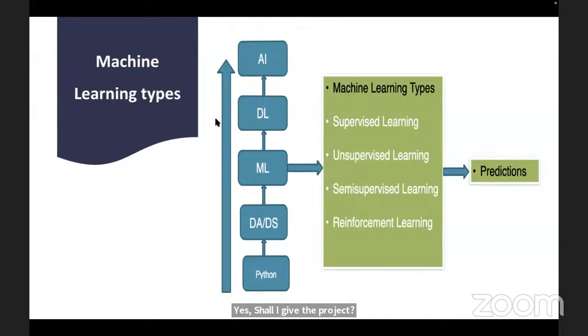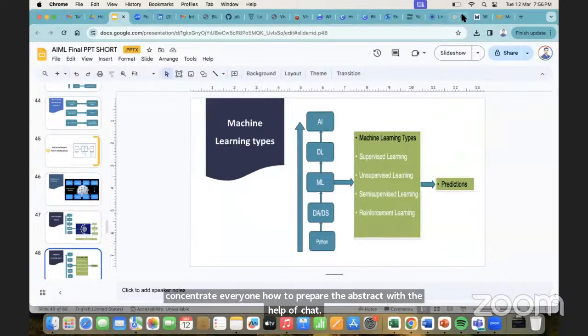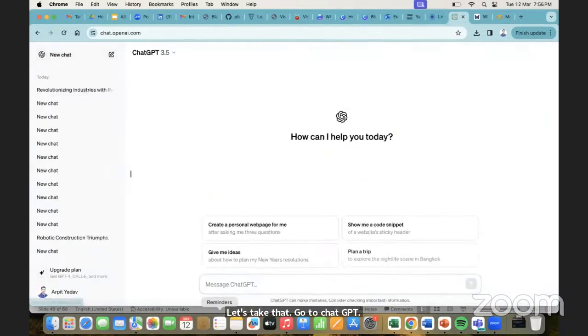So what I will do, guys, I will give the project in three different domains: in Python, in data analytics, and in machine learning. Then you can prepare the abstract with the help of ChatGPT also. For example, if you want to submit the abstract, please concentrate, everyone, on how to prepare the abstract with the help of ChatGPT. Let's check that. Go to ChatGPT and write like this.